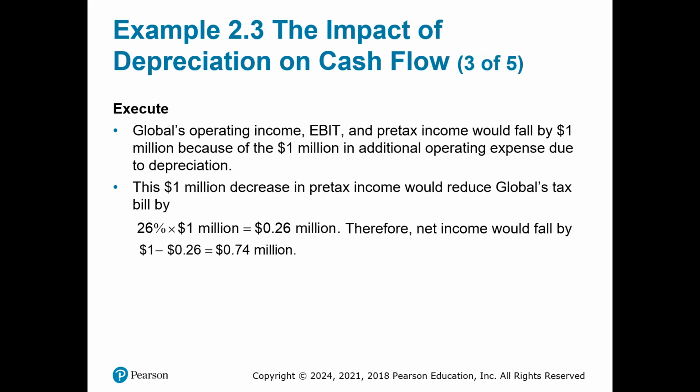So we would execute it this way. Global's operating income, the EBIT, and pre-tax income would fall by $1 million because of the $1 million in additional operating expense due to depreciation. This $1 million decrease in pre-tax income would reduce Global's tax bill by 26% times 1 million, which is equal to $0.26 million. Therefore, net income would fall by $1 million minus $0.26 million, equal to $0.74 million.